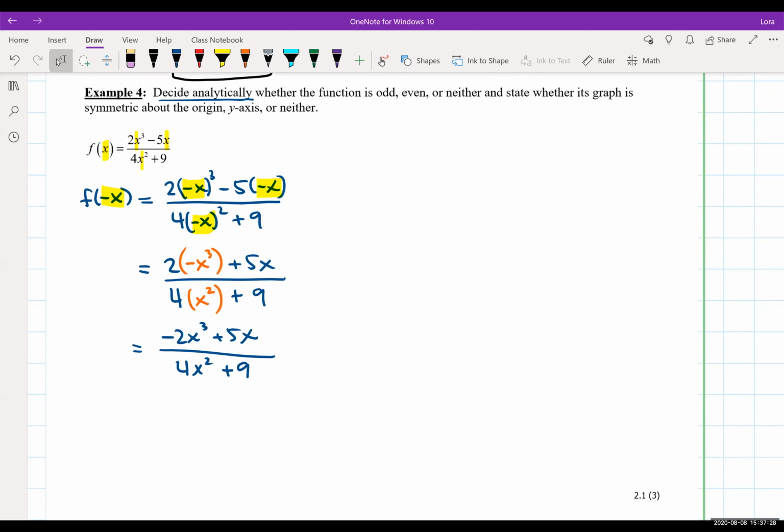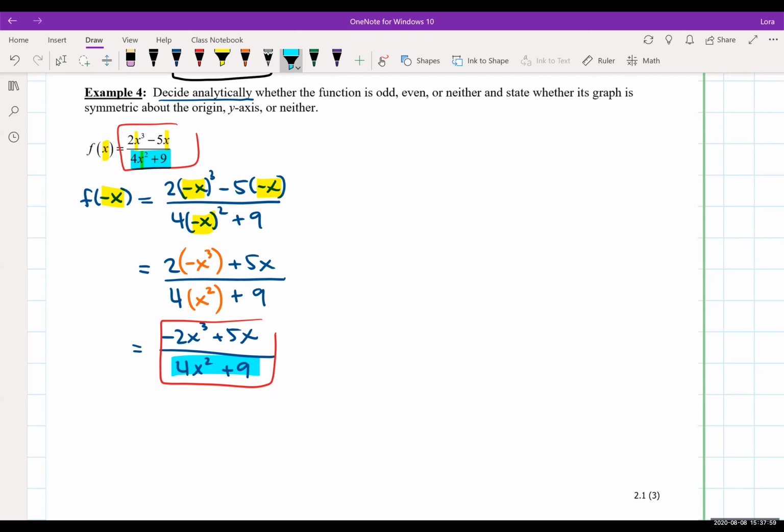Okay, so are we ready? Let's look at the expression we calculated and compare it back to the original function. What I'd like to point out, as I'm scanning, I'm looking at the numerator and I'm noticing the numerator has opposite signs. So I'm talking to myself like, okay. But when I look at the denominator, I notice it's automatically the same.